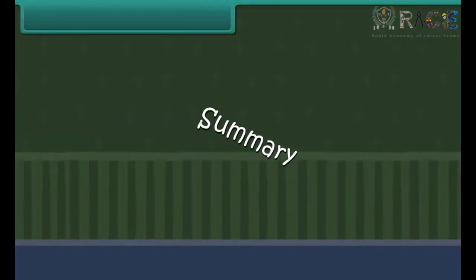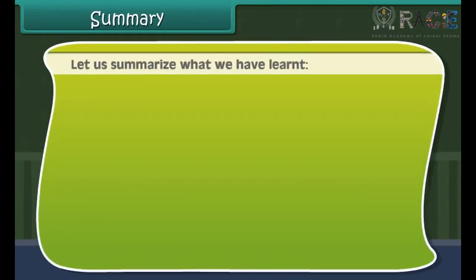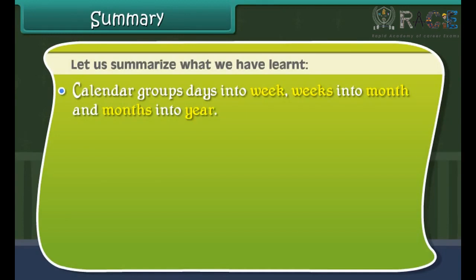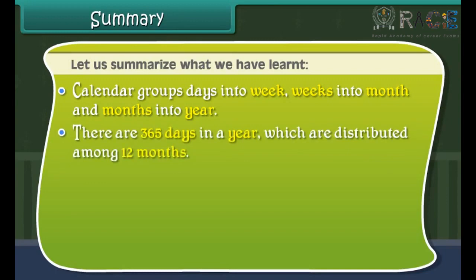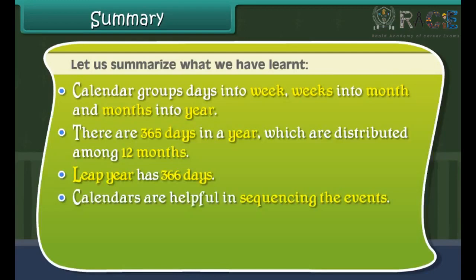Summary. Let us summarize what we have learned. Calendar groups days into weeks, weeks into month, and months into year. There are 365 days in a year, which are distributed among 12 months. Leap year has 366 days. Calendars are helpful in sequencing the events.